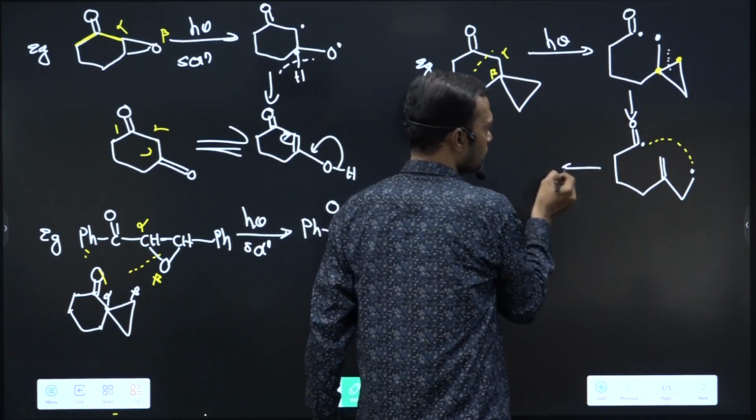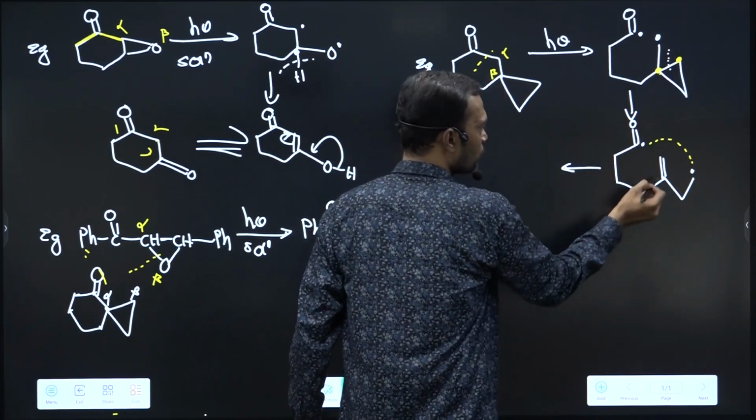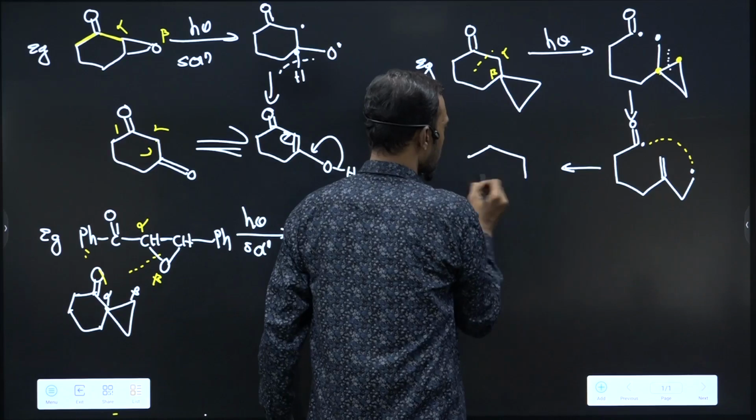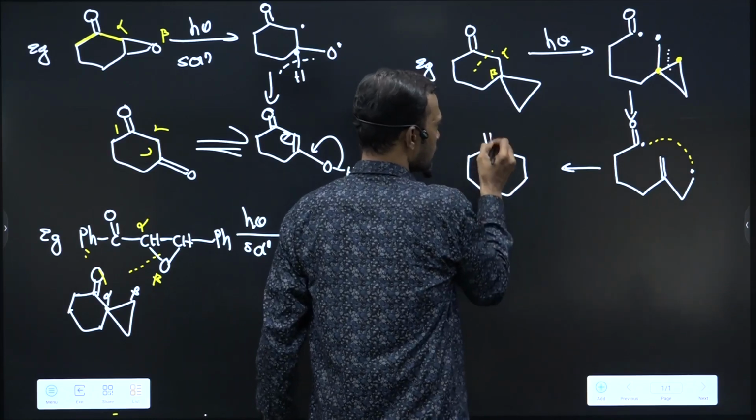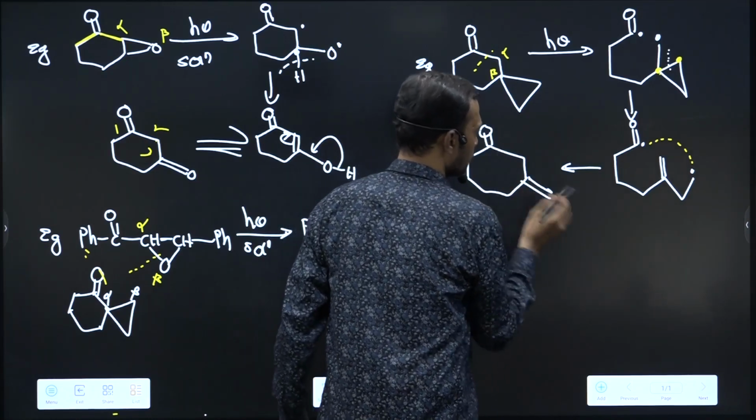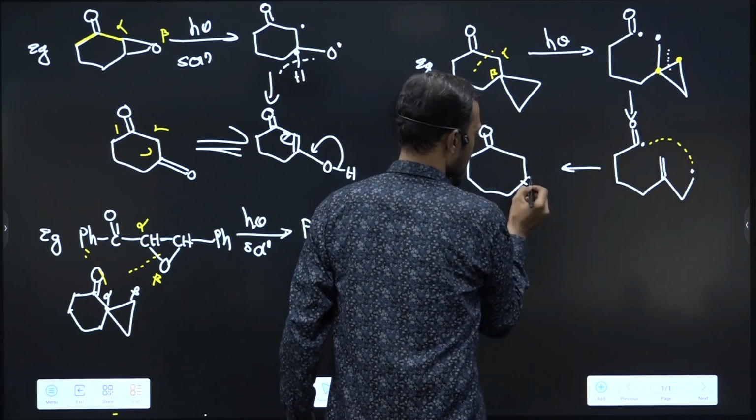Then what is your answer? How many membered ring? 1, 2, 3, 4, 5, 6, 7. So can I write a 7-membered ring? This is the double bond and here it is this one. This is the answer.